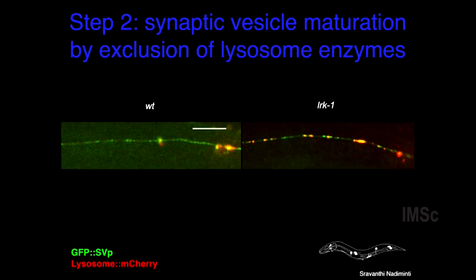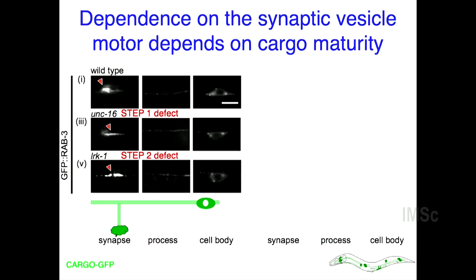What relevance does this have to movement or axonal transport? Here is this very simple experiment that we did, and I'll walk you through it. This is the step 1 defect, and this is a step 2 defect. This is a synapse where synaptic vesicle proteins are present. And this is how it's present along the axon, present in the cell body.